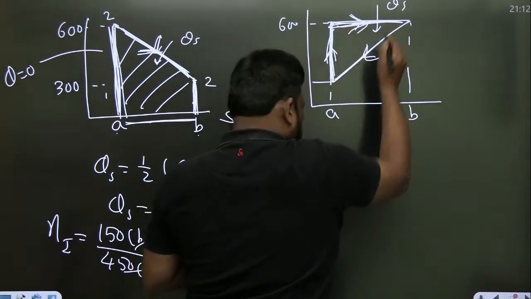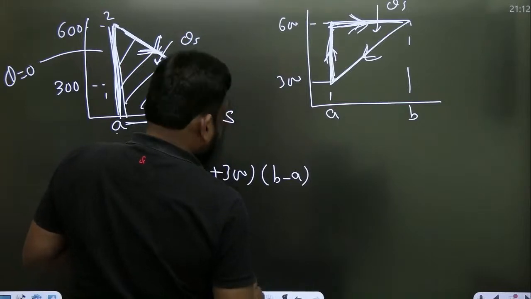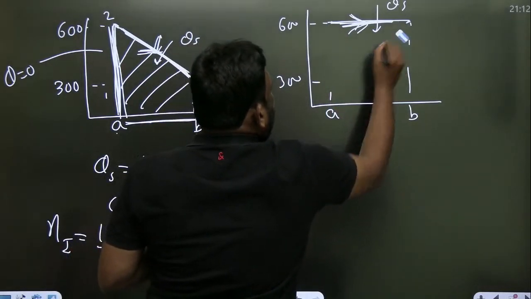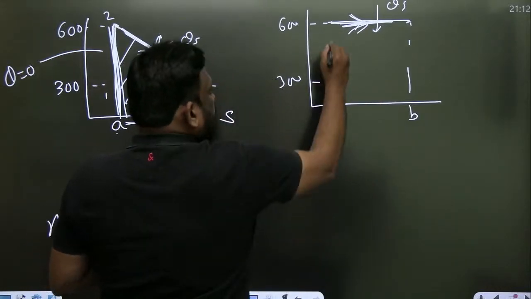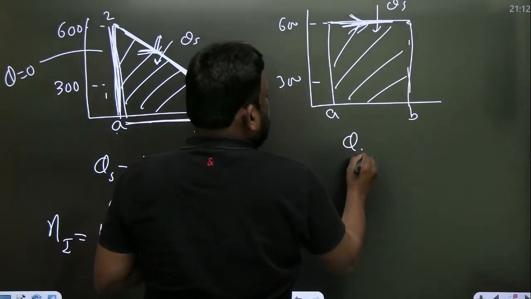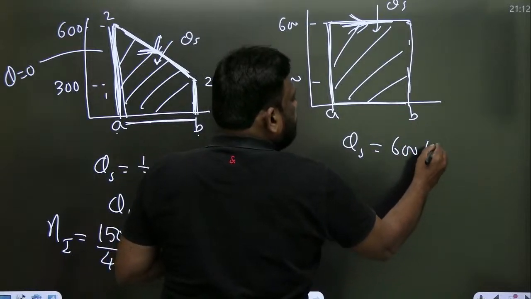So I want heat supply. So for heat supply, identify the process. This is the process. And if you want the heat transfer, just project it. This will give me the heat supply. Anyone, what is the heat supply? It is length into it, that is 600 into B minus A.